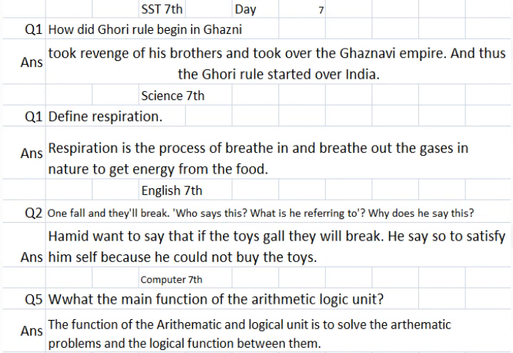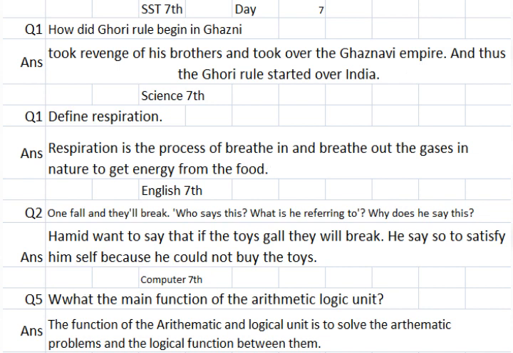Day 7 SST: How did Ghori rule begin in Ghazni? As a result of the revenge of his brothers and taking over the Ghazni Empire, thus the Ghori rule started over India. Science 7th: Define respiration. Respiration is the process of breathing in and breathing out gases in nature to get energy from the food.